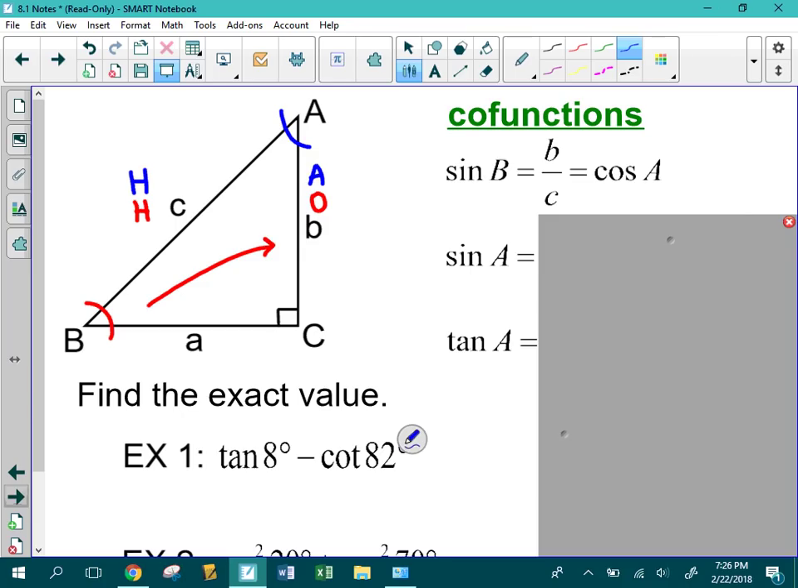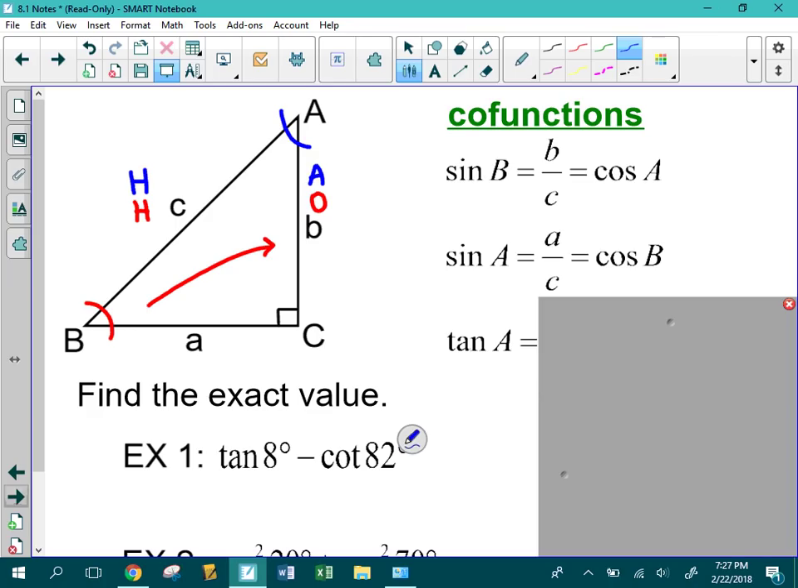So if you think about the sine of A, you could go through opposite over hypotenuse, but hopefully you're going to recognize that the sine of A then is going to be equivalent to the cosine of B. They both have the ratio of a over c. Again, if we're looking at the sine of A, opposite would be a, hypotenuse again is c.